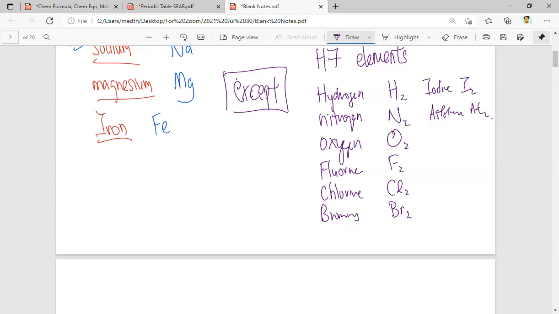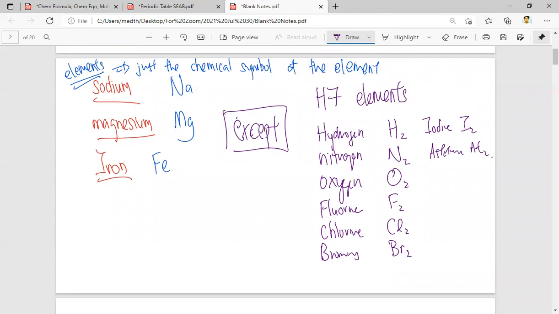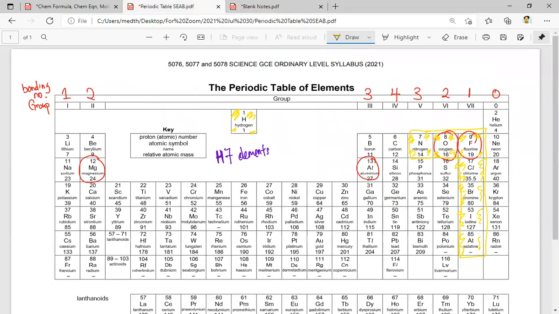Okay, so for all elements, whenever you write the chemical formula, it's generally just the chemical symbol itself, except for what I call the H7 elements: hydrogen with all of these others here. How do you know which are the H7 elements? Shade this in your periodic table.